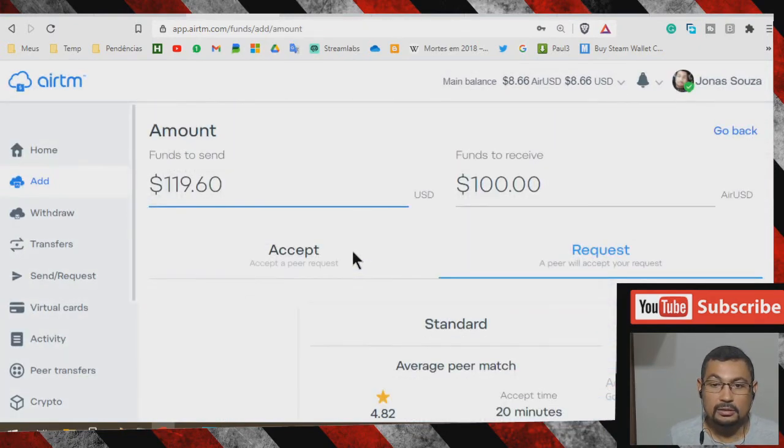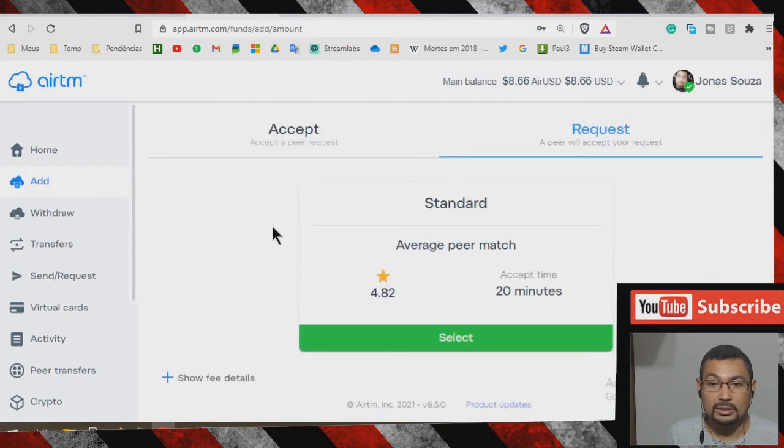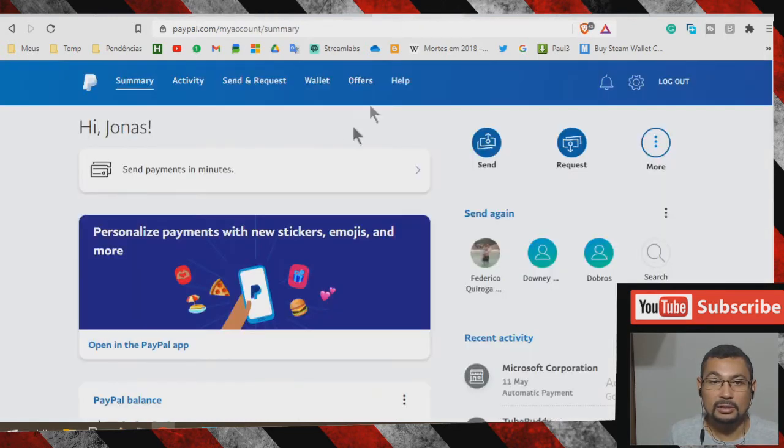Okay, important thing to know, you have to put $119 to receive $100. In my case, I will put $200 and receive $167. Request and select. Be sure you have this amount in your PayPal account.